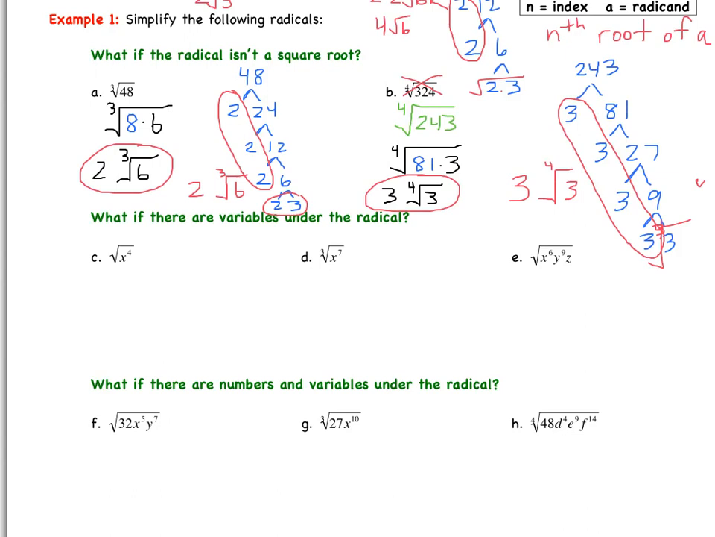Okay, so, as I mentioned, it helps to know your perfect powers. It's going to make our lives a lot easier. Okay, now what if there are variables underneath the radical? What do we do then?